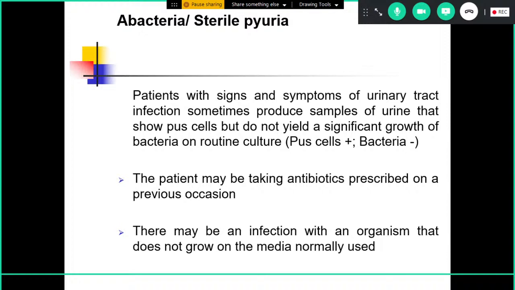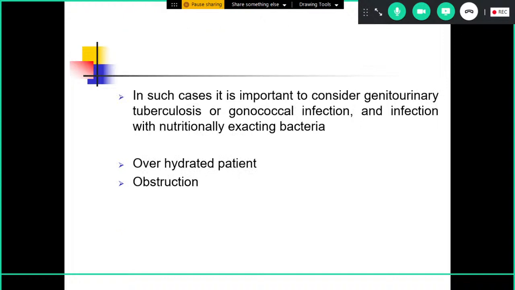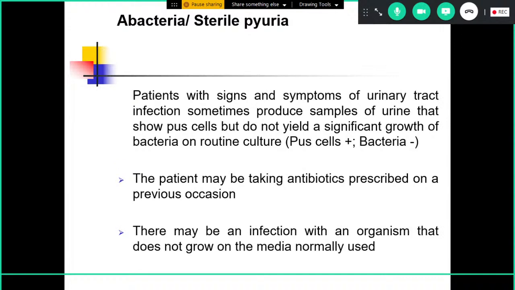One is that the patient may be taking antibiotics prescribed on a previous occasion. There may be an infection with an organism that does not grow on media normally used, because normally in bacteriology, as I'll be telling you once I tell you about the sample processing, we use a limited number of media and the organism may not be able to grow. So it is also important in such cases to consider genitourinary tuberculosis or gonococcal infection, or infection with nutritionally exacting bacteria. It can also be seen in a patient that is overhydrated or in patients where there is an obstruction.